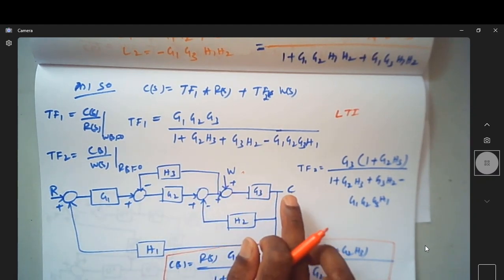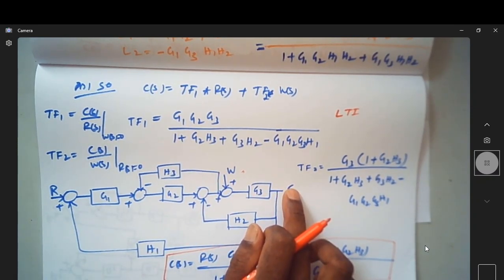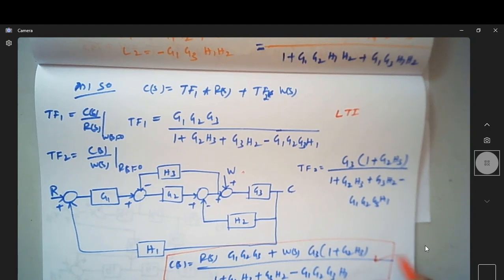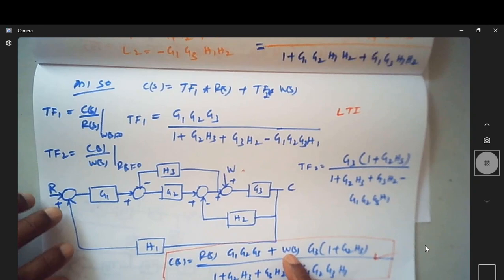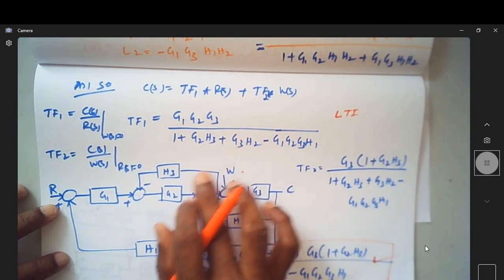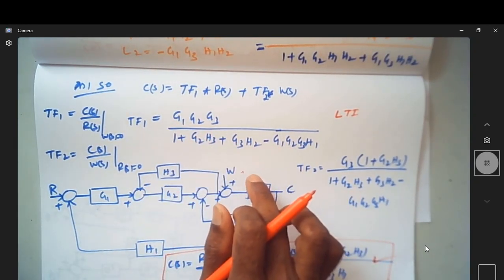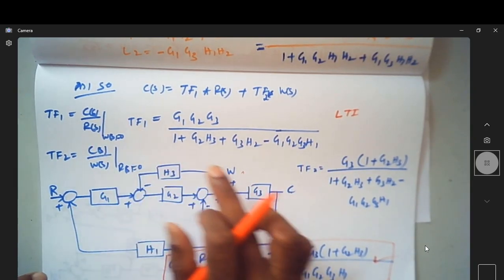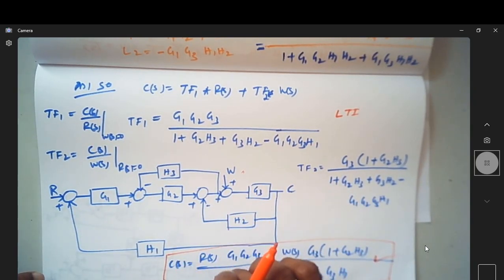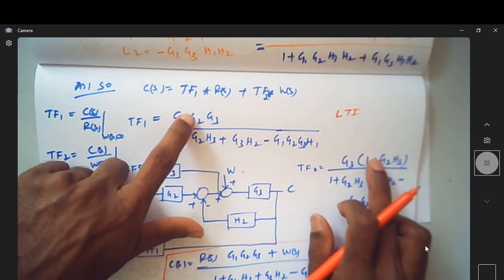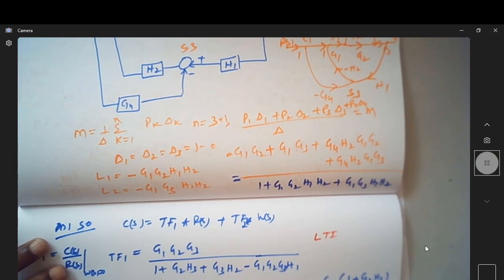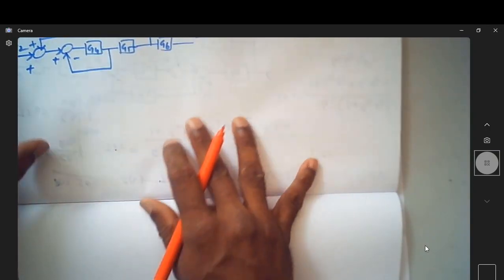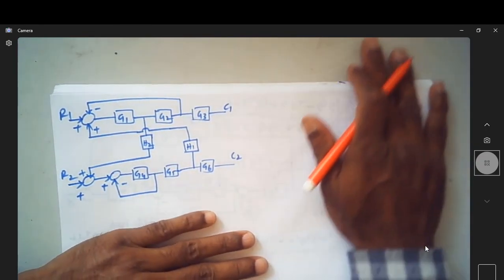You have two inputs and a single output. The overall output due to both the inputs is given by this expression, and it is interesting to see that the denominator of both the transfer functions, with only R1(s) and with only R2(s), remains the same. Only the numerator will change. Let us see the next one. Okay, this is next.